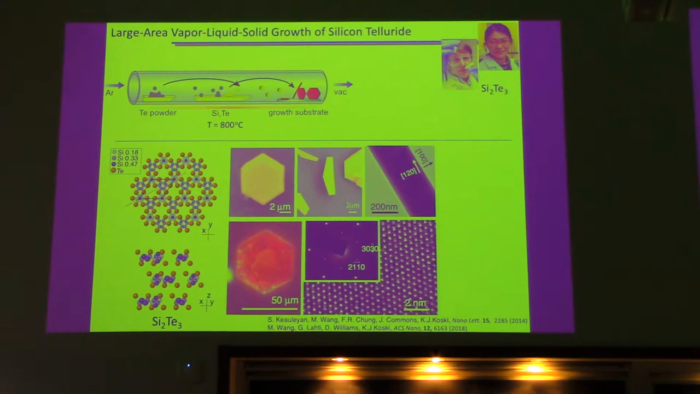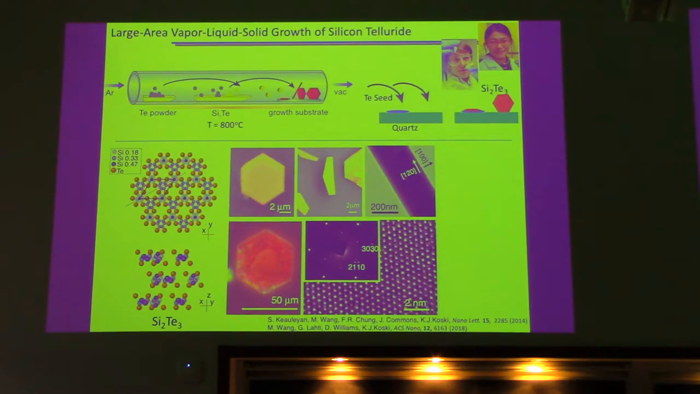They're highly single crystalline. The way we grow it is using vapor-liquid-solid mechanisms. This is a large area of vapor-liquid-solid. So we can take silicon telluride, we put it in a boat. Upstream we'll put tellurium powder. We heat up the silicon telluride to about 800 degrees, which heats up this tellurium powder. The tellurium powder downstream will deposit a tellurium seed. And this tellurium seed acts as basically a catalyst through the vapor-liquid-solid mechanism, where the silicon telluride will go into the catalyst and you can grow out nice plates.